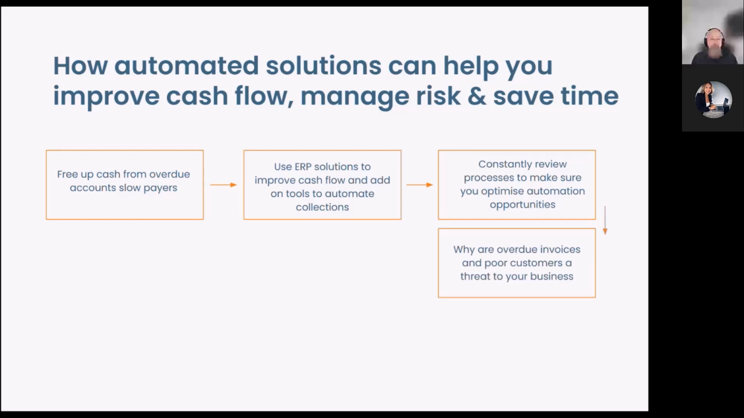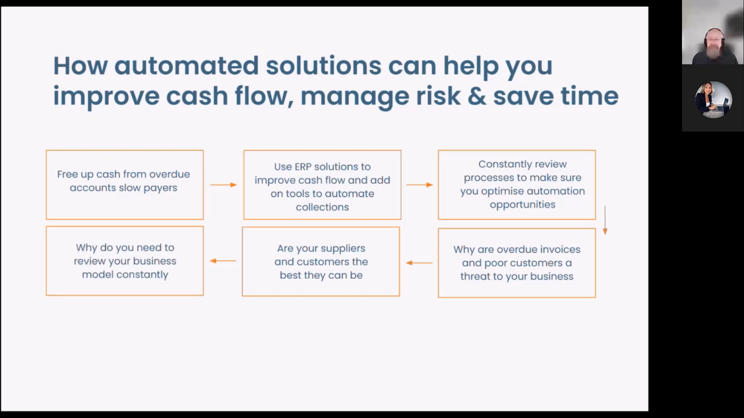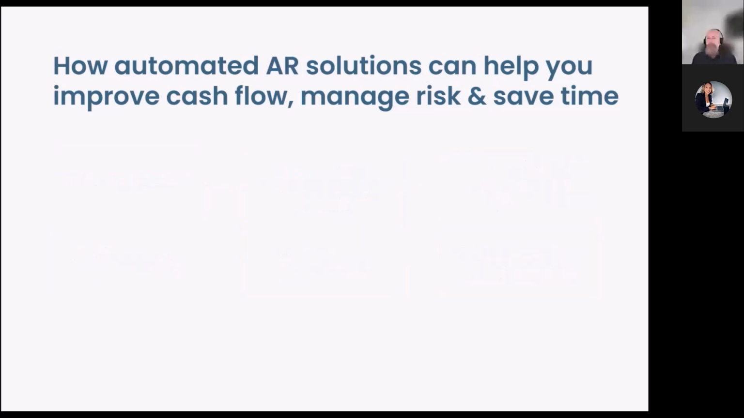And then you look at, why are these overdue customers a threat to your business? And that's how they should be considered. They are a threat to your business because it's money and liquidity tied up. You can look at your debtors ledger and go, oh, we've got $650,000 overdue. That's great, but that's a threat. It's not a benefit, because until you get that in the bank, you can't use it for any liquidity. And are your suppliers and customers the best they can be? And why you constantly need to look at your processes and your business model to make sure that you're using the current tools to get the most out of it.